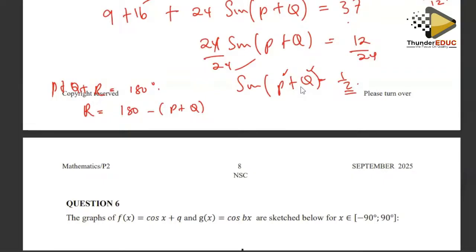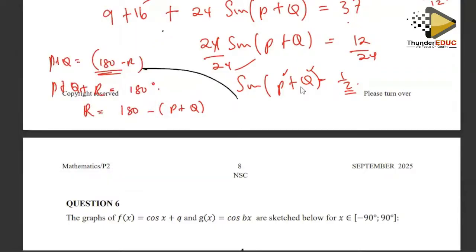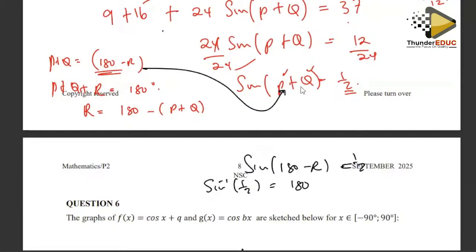Alternatively, we can just have P plus Q being 180 minus R. Either way, I prefer to use the latter, meaning that I can use this here. So the sine of 180 minus R is equal to a half. Then the shift sine of a half gives us 180 minus R. Does that make sense though?